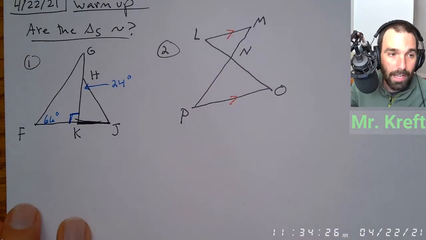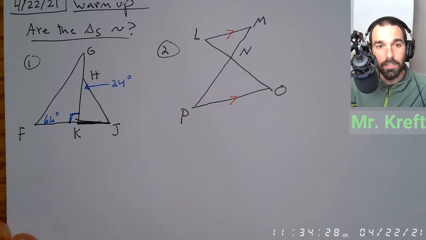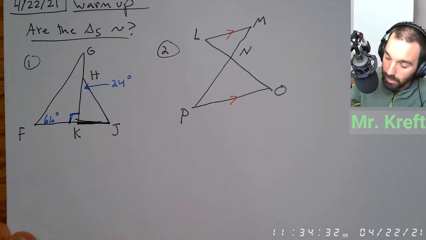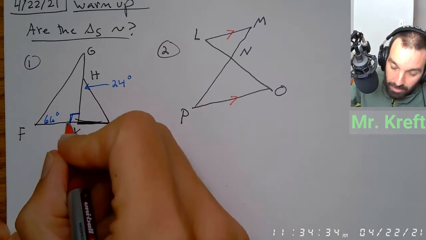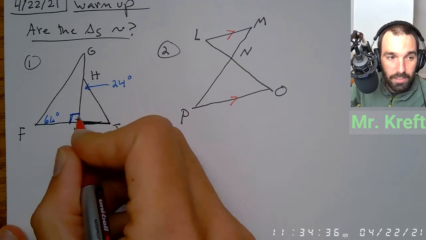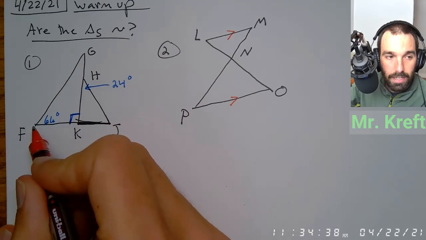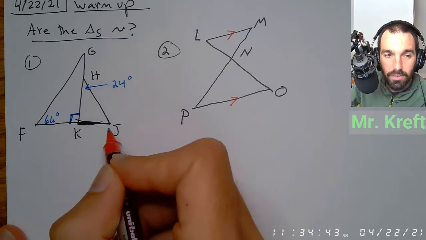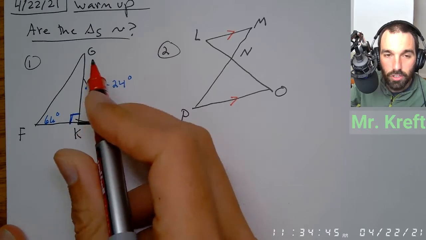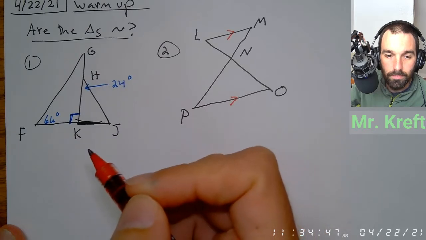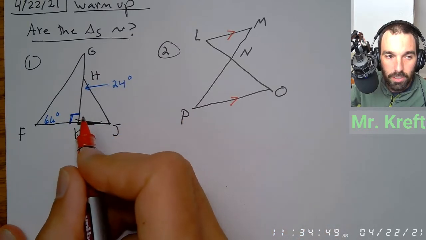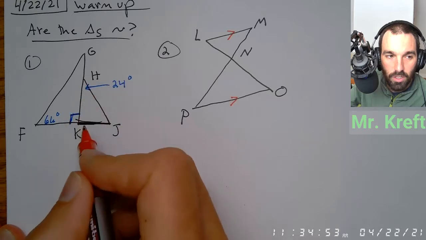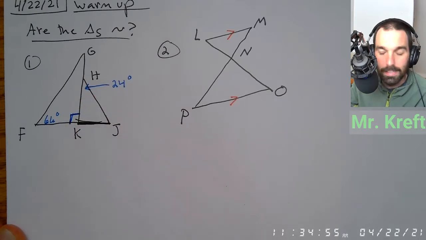To do that, we're going to have to use some angle rules that we talked about in first trimester and second trimester. So first of all, if this is 90 right here, so this is angle FKG, if this is 90 degrees, then what does angle JKG have to be? How do I know, and why?